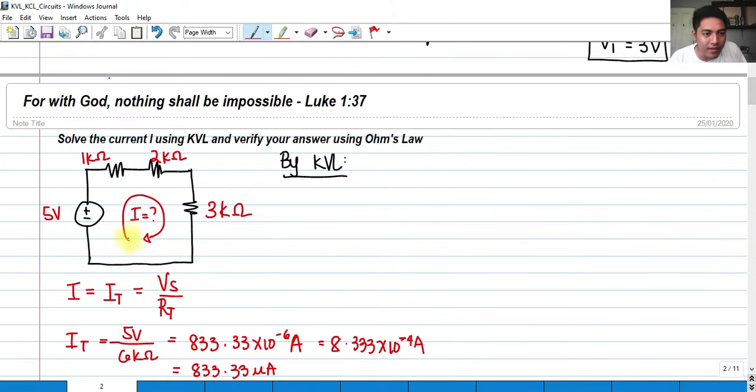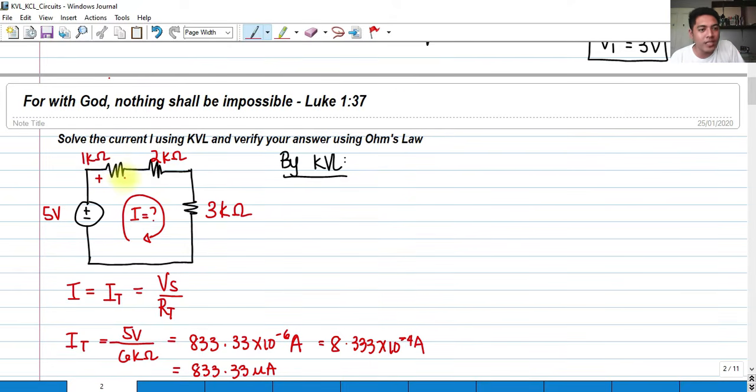The current is in this direction, so we cannot change the polarity of the voltage source because it's given. But as you can see here, our resistors don't have any polarity. So, what must be the polarity of resistor 1, resistor 2, and resistor 3? If we set the current in this direction and follow it, it enters here, so it has a polarity. We cannot change this. It enters here, on the left side of the 1 kilo ohm.